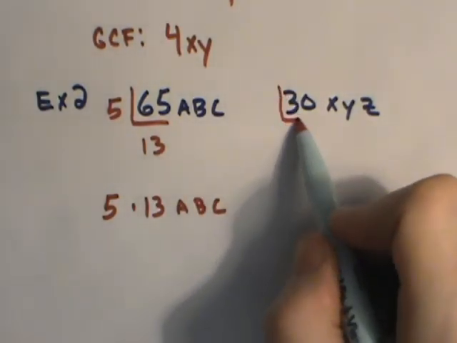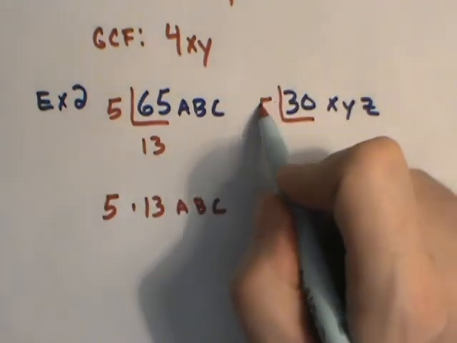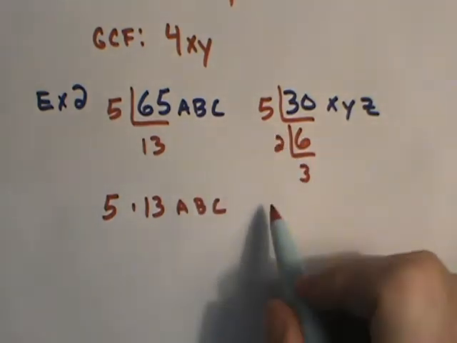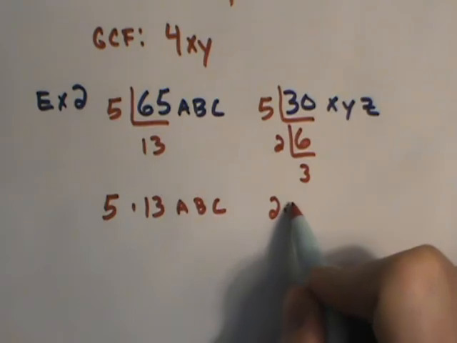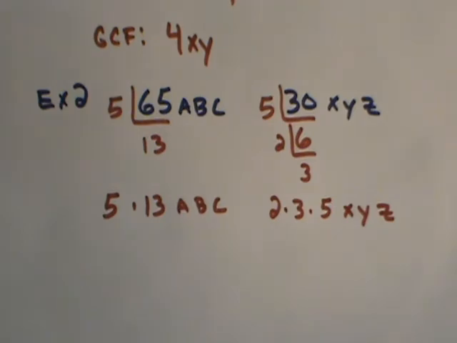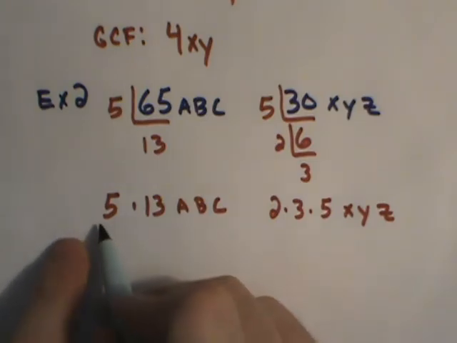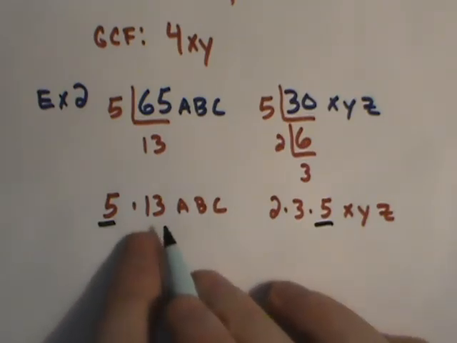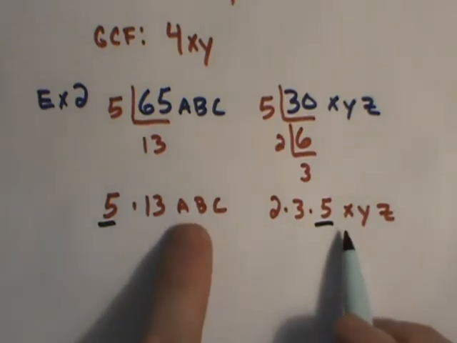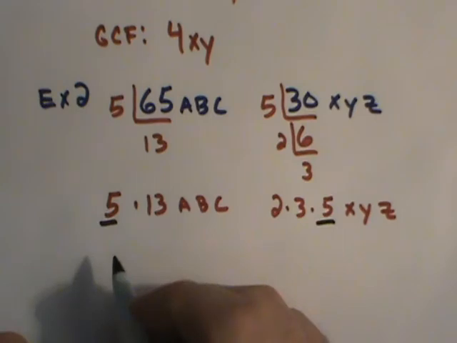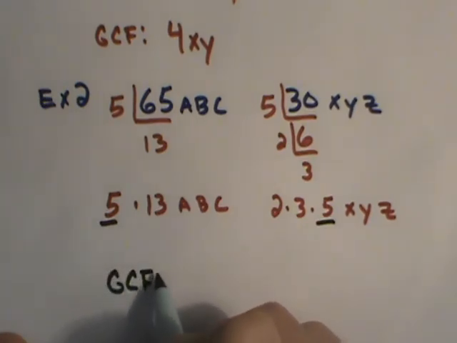In a similar way, I can break the 30 down. 5 goes into 30 6 times. 6 has to be broken down as 2 times 3. So I would list this from least to greatest, and I would say 2 times 3 times 5, x, y, z. Now as I look at each of the prime factorizations, I want to underline what they have in common. So I look here, I see a 5, and then over here is a 5. And then in terms of the 13, there's no 13 here. The variables, a, b, c, x, y, z, there's nothing that they have in common. And so the only thing I could portray as a greatest common factor would be the number 5.